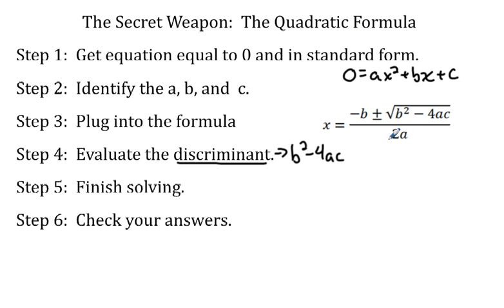Now, after you evaluate the discriminant, you put it back in there and finish solving. If your discriminant is negative, you're going to get a non-real answer, and we're not covering that in Math 2. So if you get a negative for your discriminant, just put no real solution. After that, you finish solving: you take the square root of your discriminant, you add the negative b, and then divide everything by 2a.